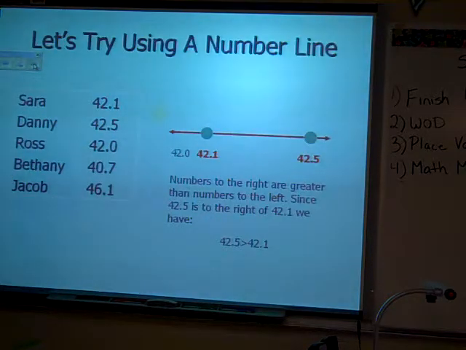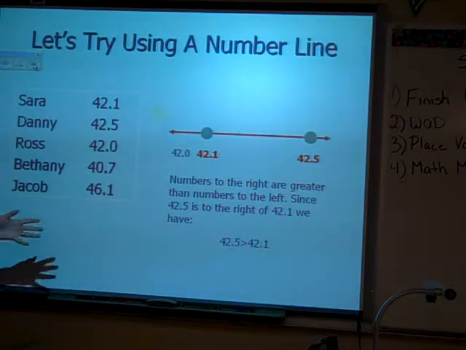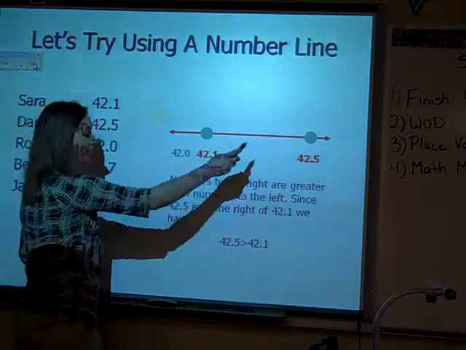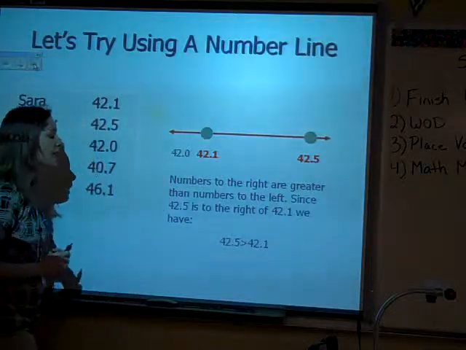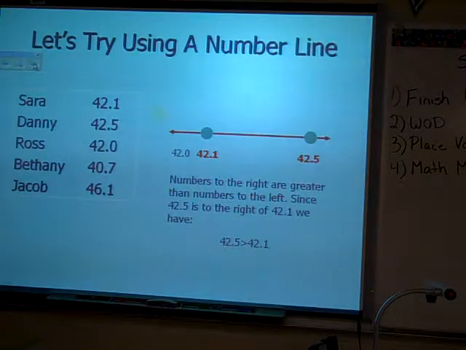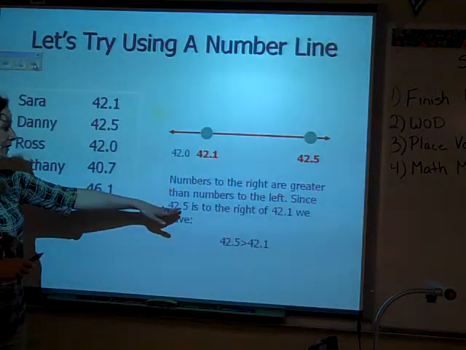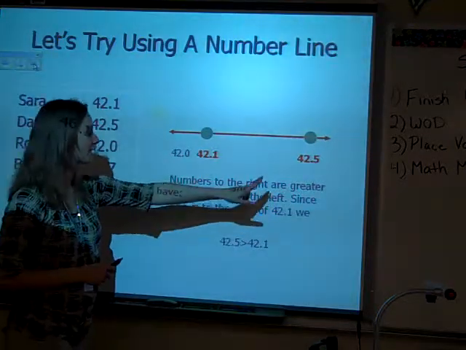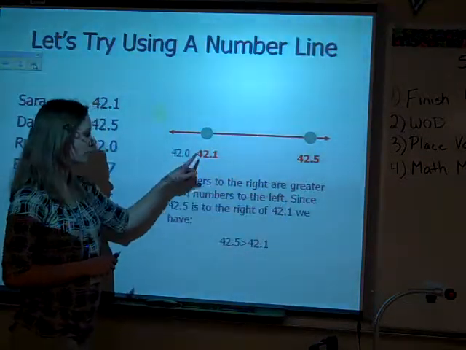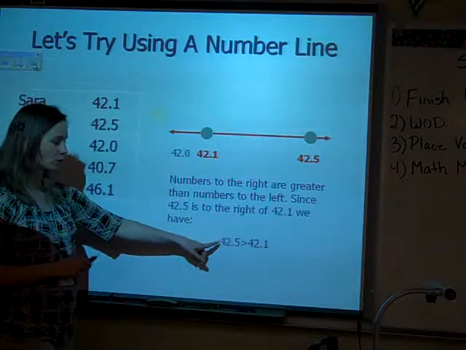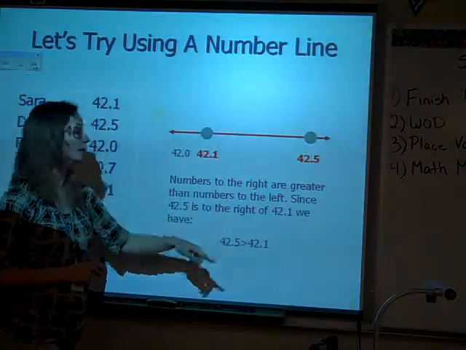Okay, you can also look at decimal numbers on a number line. On a number line, numbers to the right are greater than the numbers on the left. And on this one, since we're looking at 42 and 5/10, 42 and 5/10 is to the right of 42 and 1/10. We know that 42 and 5/10 is greater than 42 and 1/10.